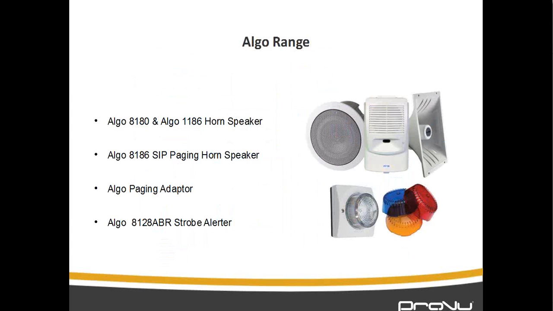Now the next range is the Algo range. Algo is unique compared to 2N for certain reasons, mainly because there is no centralized software. Every product is controlled by a web browser, which makes it easier because you don't need any centralized computer. It does have its own pros and cons, and we will discuss that later. There are 4 products so far from Algo. The most successful one from their range is the Algo 8180 and the paging horn. But they have a set of new products coming along.